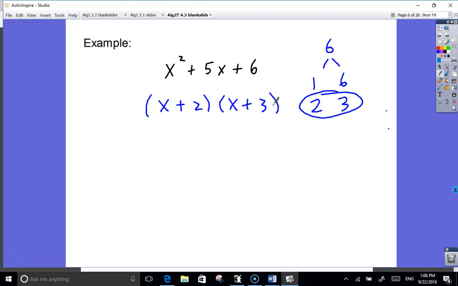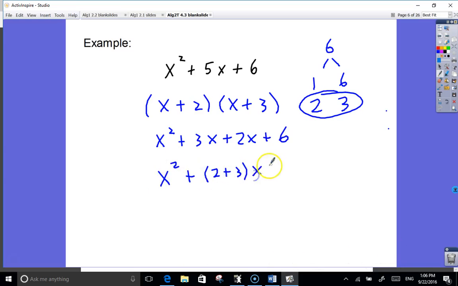Now, if you want to see where that comes from, then FOIL it. We should be able to FOIL it and get back to where we started from. If I FOILed that, I would get x squared plus 3x plus 2x plus 6. So then I'll write it like this: x squared plus (2 plus 3) times x plus 2 times 3. Those two numbers multiplied to give us the 6 and they added to give us the 5.